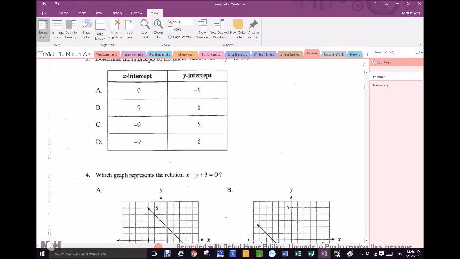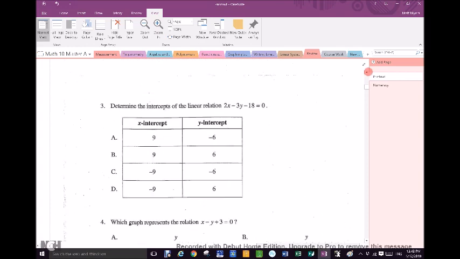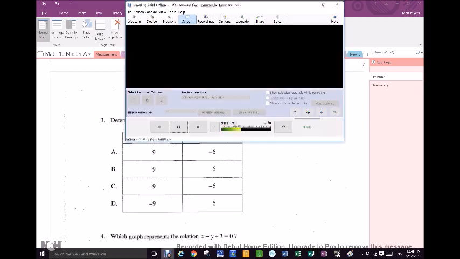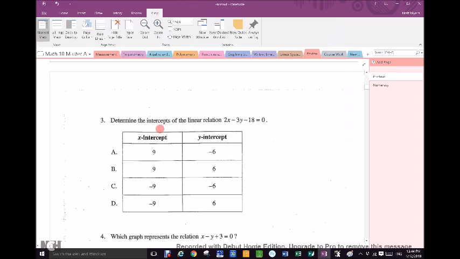Which of these answers works in that line? I don't know. Do you? Talk to your neighbors. I'm going to pause. Go.